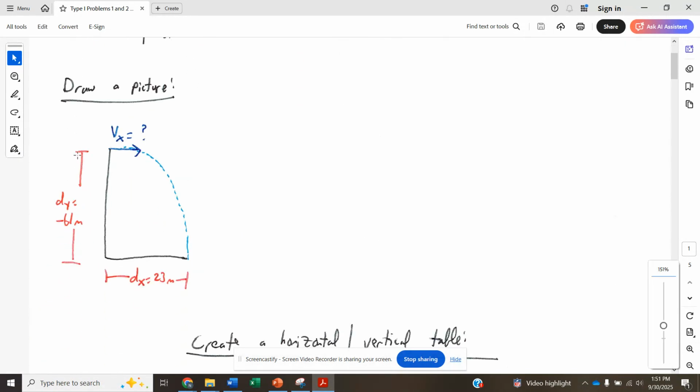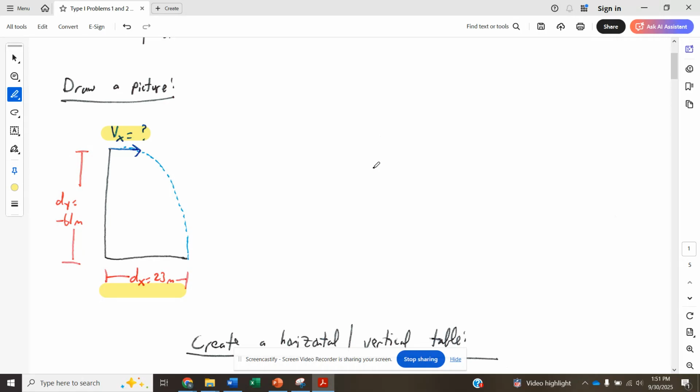You can see the distance that someone would be falling in the vertical direction. We're calling that dy of 61 meters, and it's negative since they'll be falling downward. We also have a displacement in x of 23 meters. And what the problem wants us to do is find that unknown velocity in x.